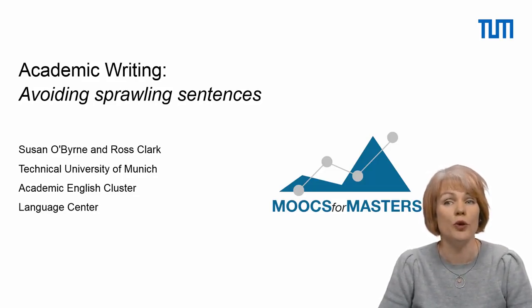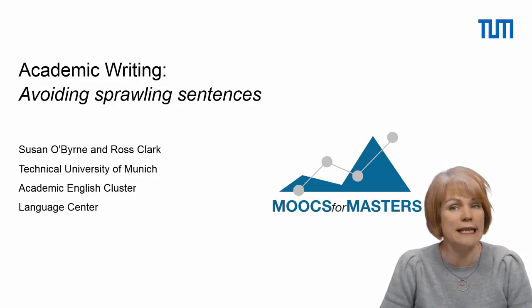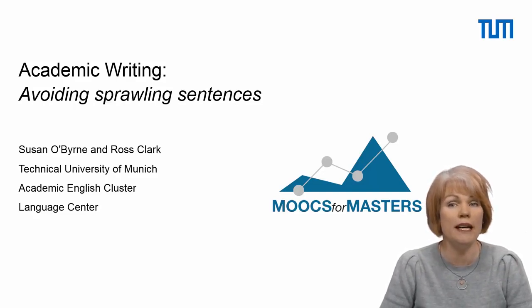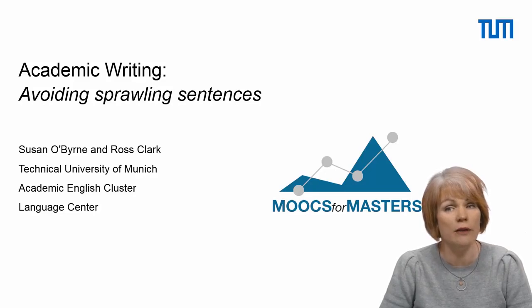My name is Susan O'Byrne, and today we're going to talk about how to avoid sprawling sentences. Here, I mean sentences that emerge when writers try to fit in too many ideas at once, when they don't articulate those ideas very well, when they lose track of which ideas they want to focus on, and when they use too many words to get those ideas across. A sprawling sentence can overwhelm your reader, confuse them, and make them mentally switch off.